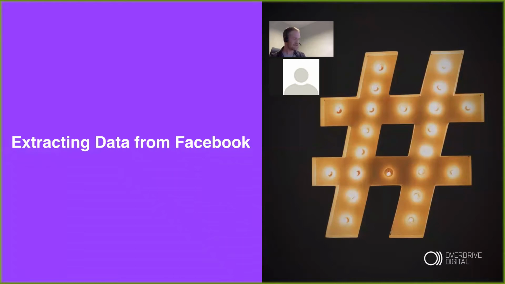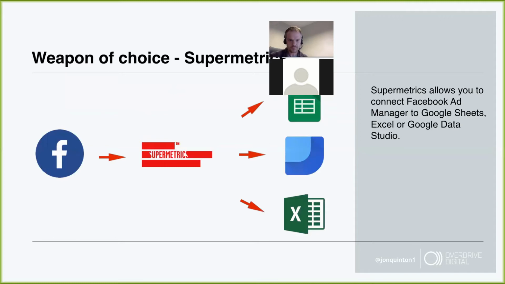So this is the next logical step from reporting views, and it's how you can go about extracting data from Facebook to get even more insight. The tool that we use daily, and I remember when I discovered this tool, my life changed forever for the better, is Supermetrics. What Supermetrics does is it allows you to connect lots of different sources. It could be Facebook ads, Twitter ads, MailChimp, YouTube, a huge number of sources, and it allows you to connect those to Google Sheets or Excel or Google Data Studio.